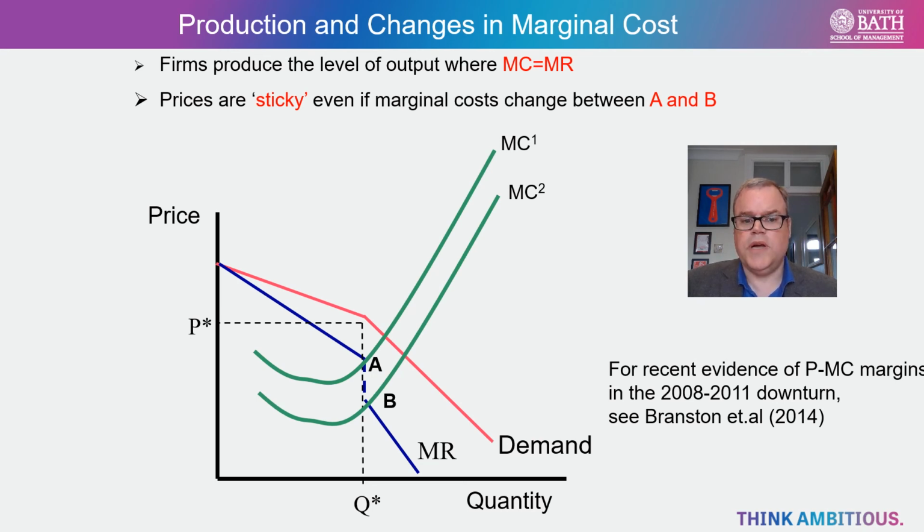Indeed, there is quite a lot of evidence that price-cost margins tend to rise in downturns. For some recent evidence of this, please see the paper by Rob Branston, the late Keith Cowling, and myself in the Journal of Post-Keynesian Economics. Finally, please be aware that if demand shifts to the right or left, then the market price will also change. We've not shown that scenario in this diagram, but you can easily imagine how it might play out.